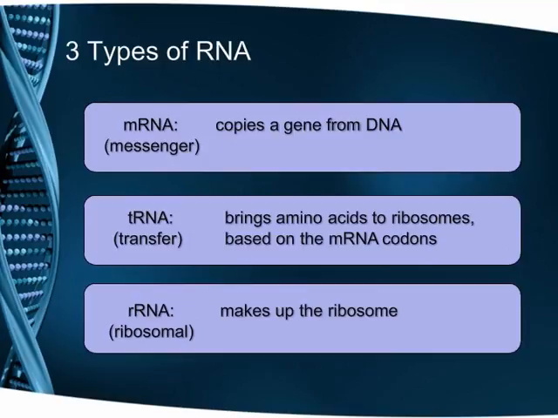So to summarize this process, you need to remember that there are three types of RNA. You need to write those three types of RNA in the space provided on your graphic organizer. mRNA stands for messenger RNA, and it copies a gene from the DNA. tRNA stands for transfer RNA, and it brings amino acids to the ribosomes based on the mRNA codons. rRNA is one that is often overlooked. It stands for ribosomal RNA, and it actually makes up the ribosome.